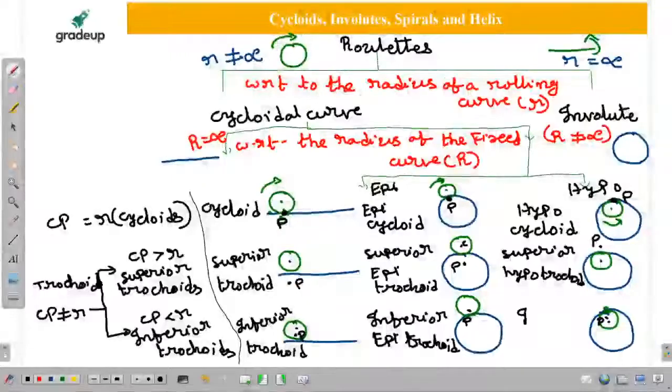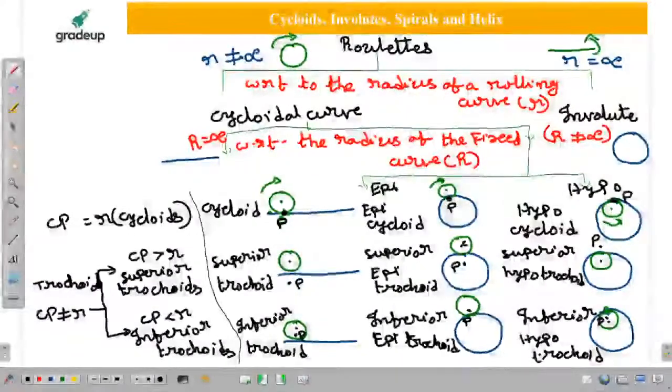So this is inferior hypotrochoid. Due to the space constraint I can't write legibly. Just try to understand it, sir.